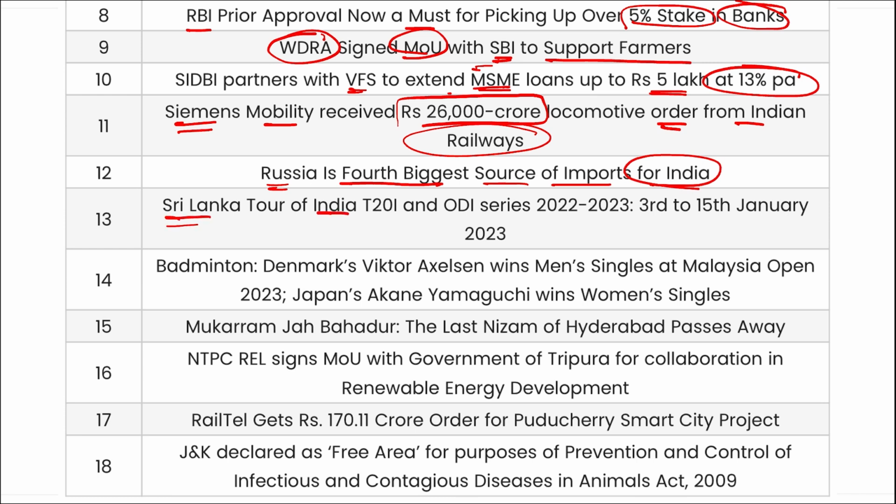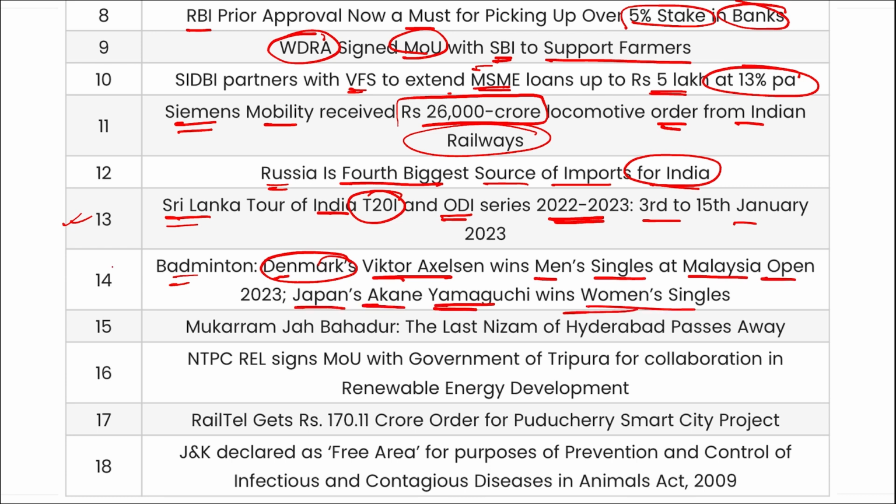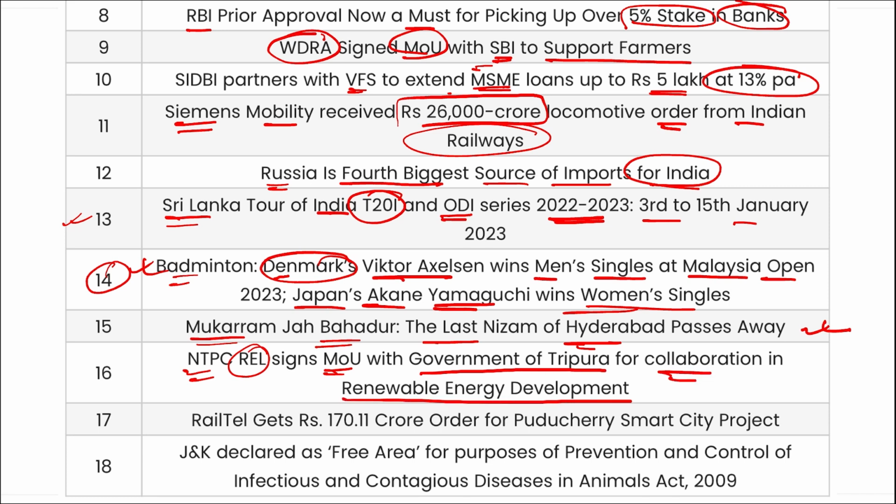Sri Lanka tour of India, T20 International and One Day International series for 2022-23, from 3rd to 15th January. So this is the basic information. In badminton, Denmark's Viktor Axelsen has won the men's singles at the Malaysia Open, and Japan's Akane Yamaguchi has won the women's singles title. Mark this. Then Mukarram Jah Bahadur, the last Nizam of Hyderabad, has passed away. NTPC REL has signed a memorandum of understanding with the Government of Tripura for collaboration in the renewable energy department.